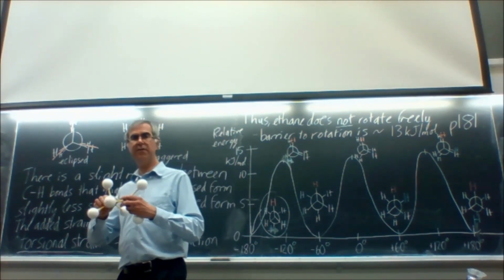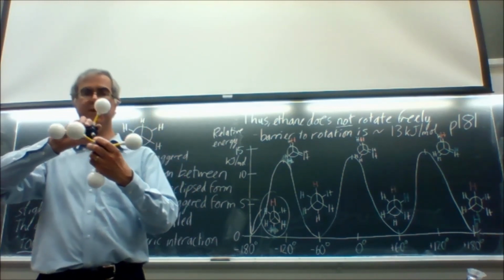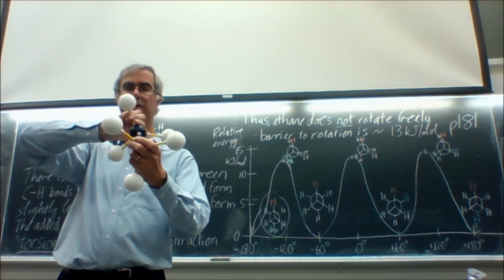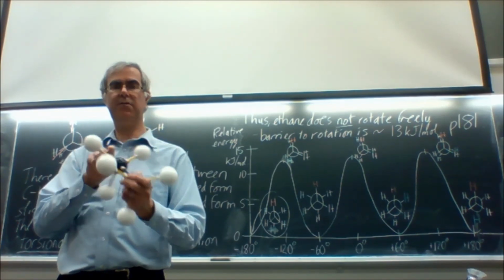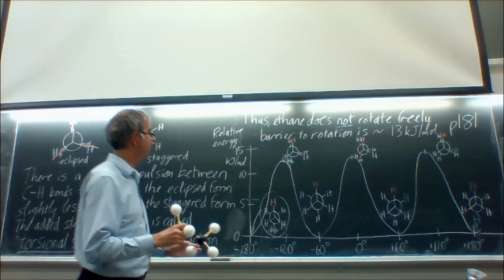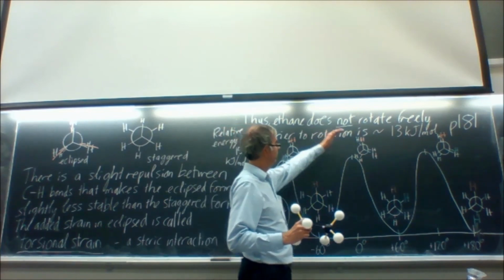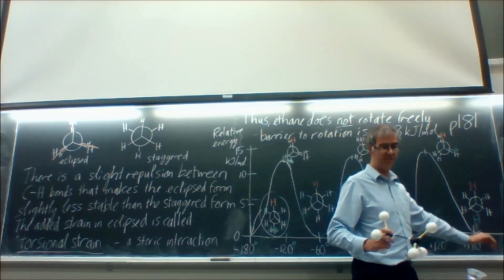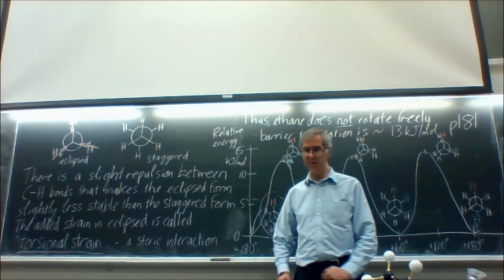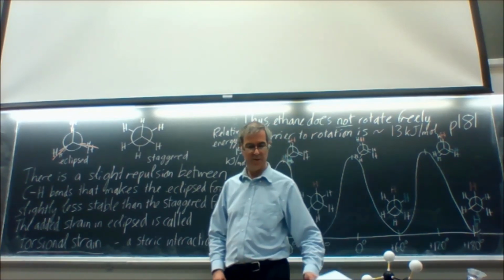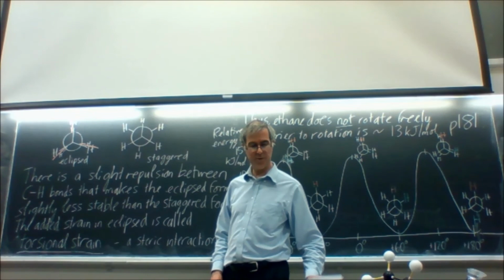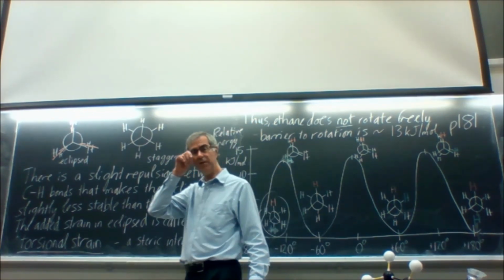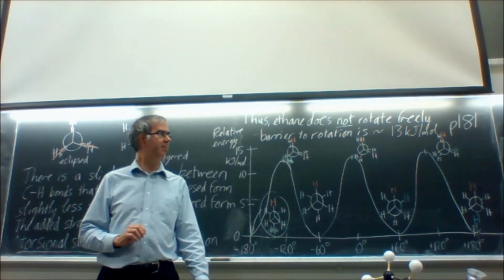So this is what ethane looks like. As it rotates, it's wanting to go staggered, but it's got enough energy at room temperature that it can keep rotating, but it's not a free rotation. It's jumping over this energy curve as it rotates. So next we're going to start looking at propane, and I'll cover that in Monday's class.